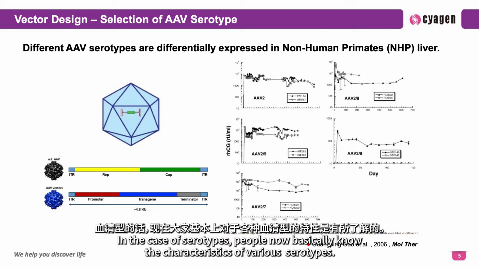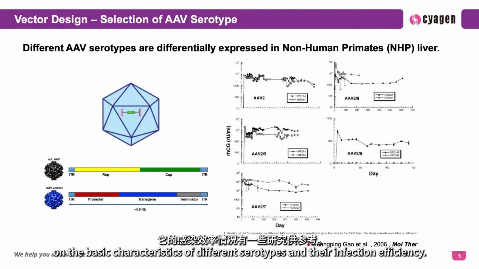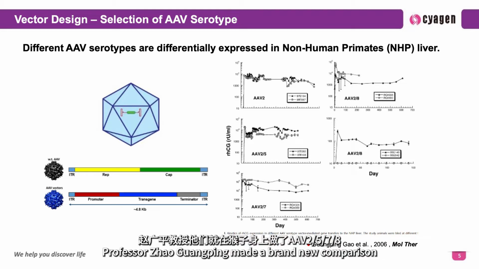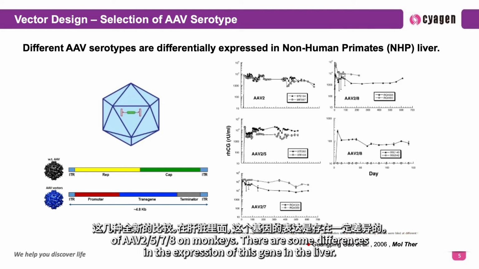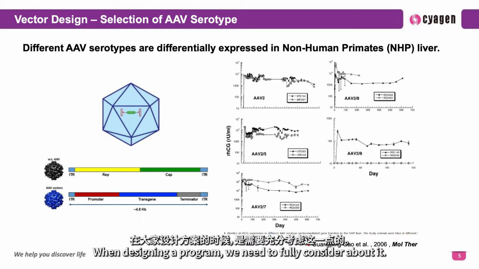In the case of serotypes, people now basically know the characteristics of various serotypes. There are some studies on the basic characteristics of different serotypes and their infection efficiency. But back in the early days, maybe not so clear about the research. In 2006, Professor Zhao Guangping made a brand new comparison of AAV 2/5, 7/8 on monkeys. There are some differences in the expression of this gene in the liver. Now, whether it is intravenous injection or local administration, there are significant differences in expression efficiency among different serotypes. When designing a program, we need to fully consider this.